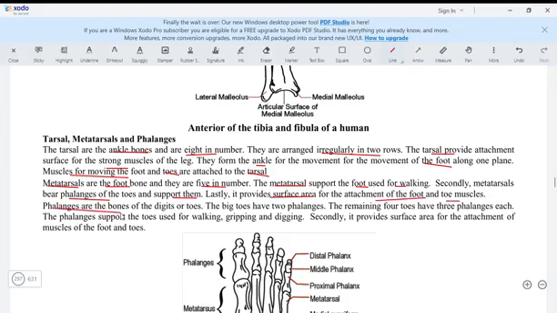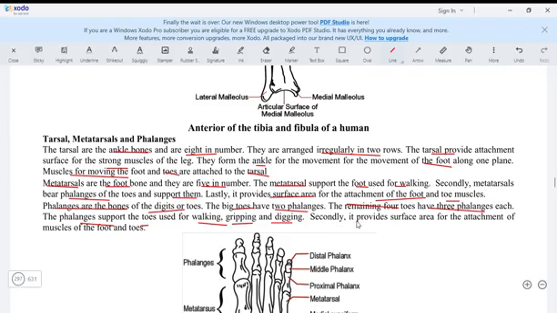And phalanges, they are the bones of the digits or toes. The big toe has just 2 phalanges. The remaining 4 toes have 3 phalanges each. That's why you see that the toes are not equal. So it's 2 in the short one, but 3 in each of the longer ones. The phalanges support the toes, and they are used for walking, for gripping and digging. So if you want to walk, grip the ground, or dig, it is the phalanges that are supporting your toe.